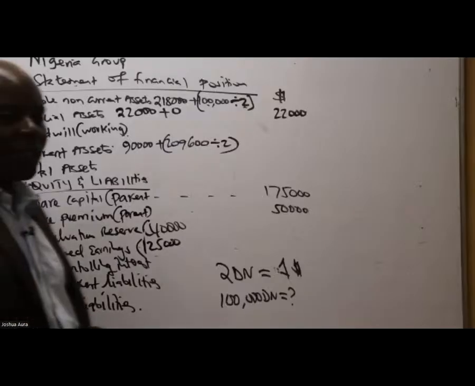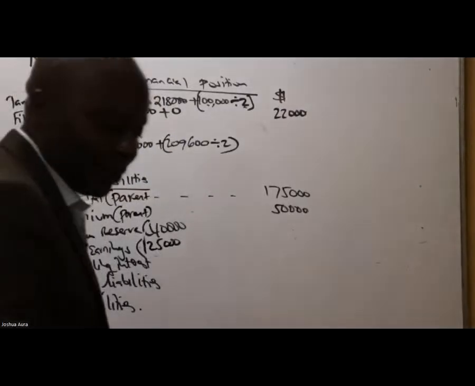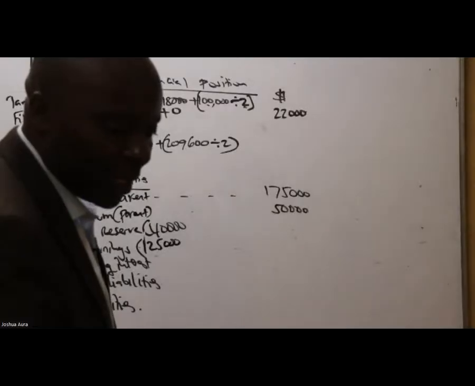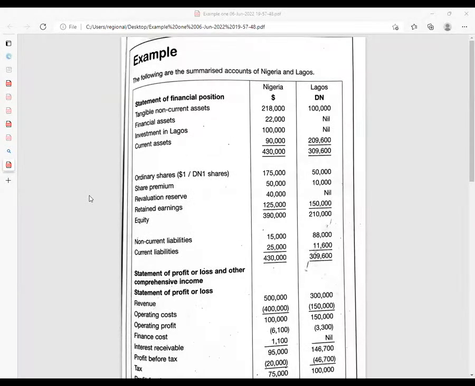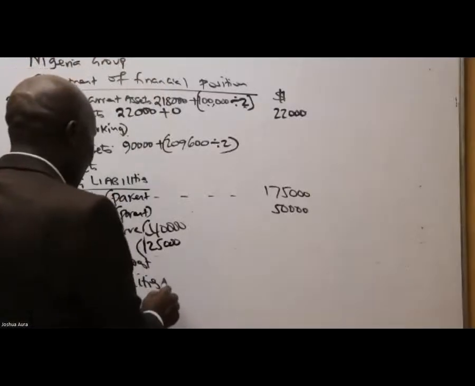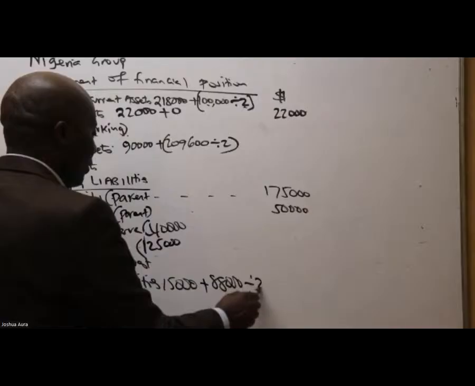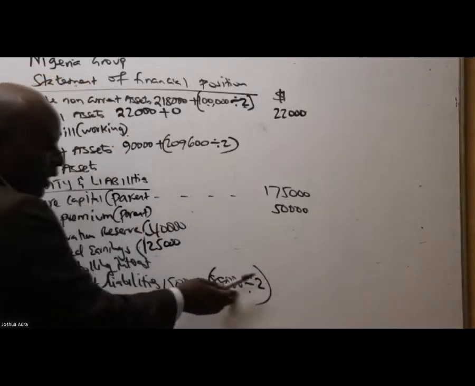So we go to the non-current liabilities. What do we have here? I'm combining. I can see 15,000 plus 88,000. But remember, these currencies are different, and we must retranslate the ones of the subsidiary. The 88,000 still falls under assets and liabilities, so it has to be retranslated. So we have non-current 15,000 plus 88,000, but now this has to be divided by 2 like that.